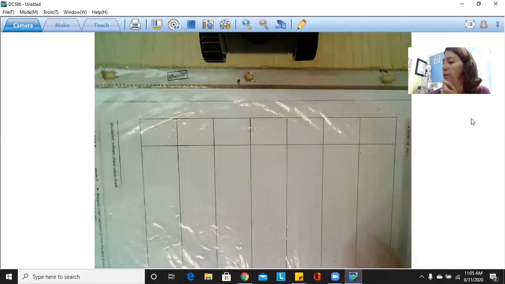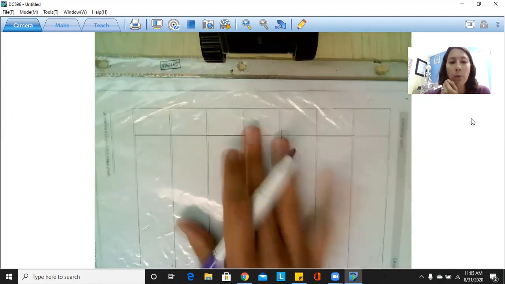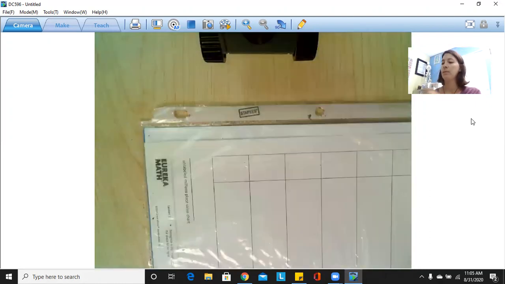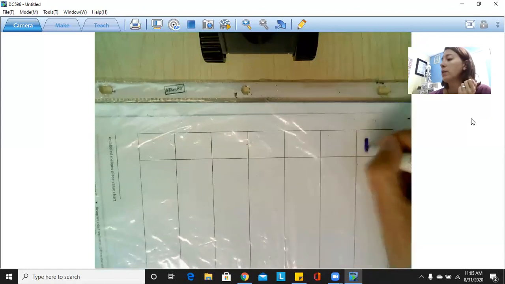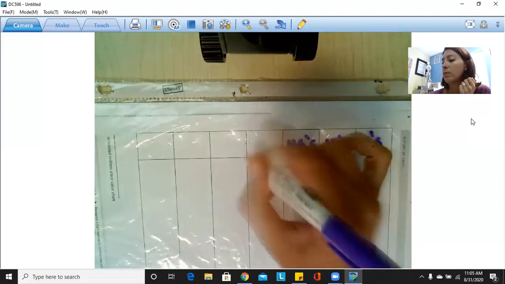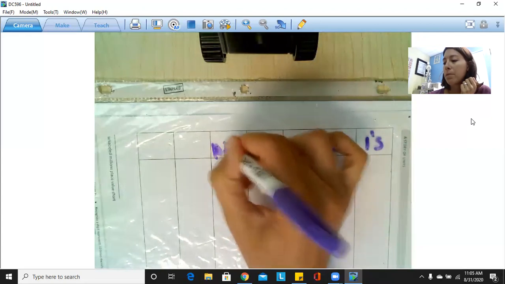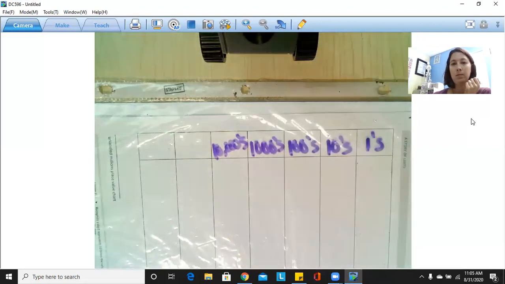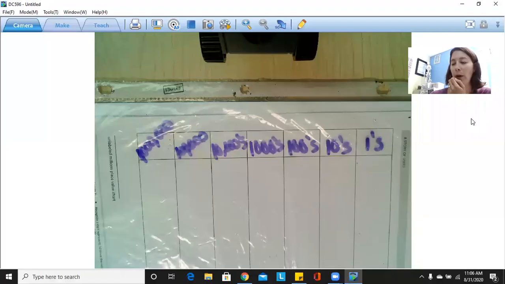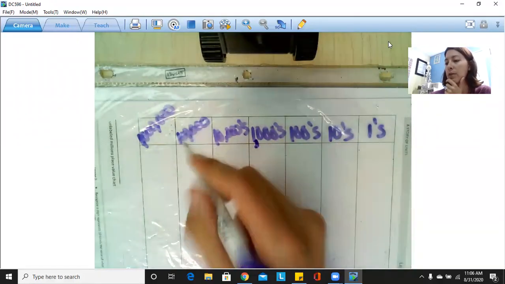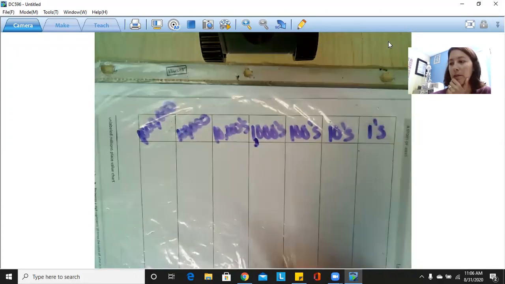So what I want you to do is start with your personal whiteboard. You should have your template for lesson 2, the one that says page 21 in the corner. And the first thing that I want you to do is pause the video and label your place value chart. Okay, so you should have ones, tens, hundreds, thousands, 10,000s, 100,000s, and millions.